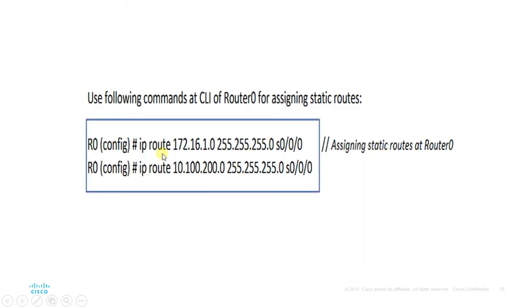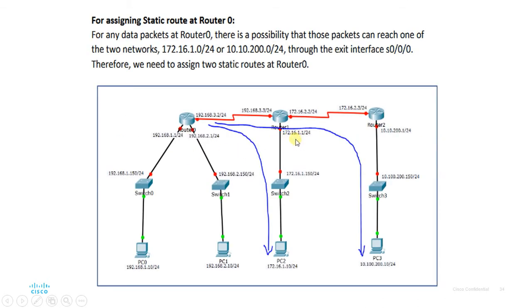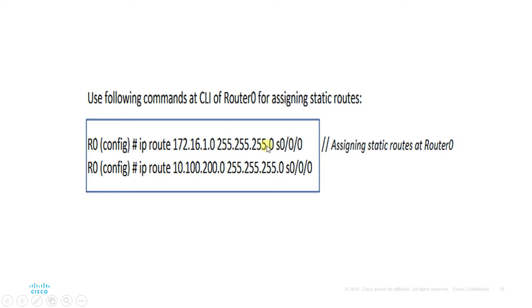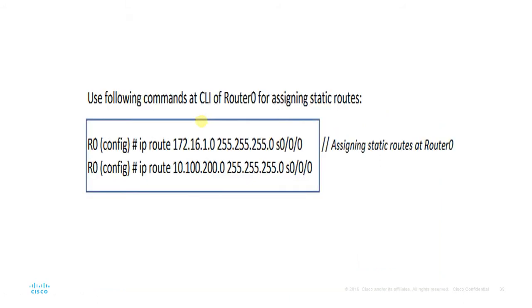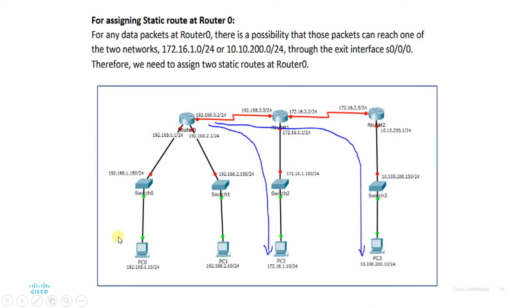So we have to write the IP route command. IP route, and our network is 172.16.1.0 for this first remote network, and then the subnet mask, and then we have to choose the exit interface. The exit interface will be this particular serial interface. For router 0, this is the interface it will be leaving from this router to move to another network. So this is your exit interface. Similarly, one route we have to add for the 10.100 network. So IP route 10.100.200.0, again the subnet mask, and the exit interface from router 0 will be this.